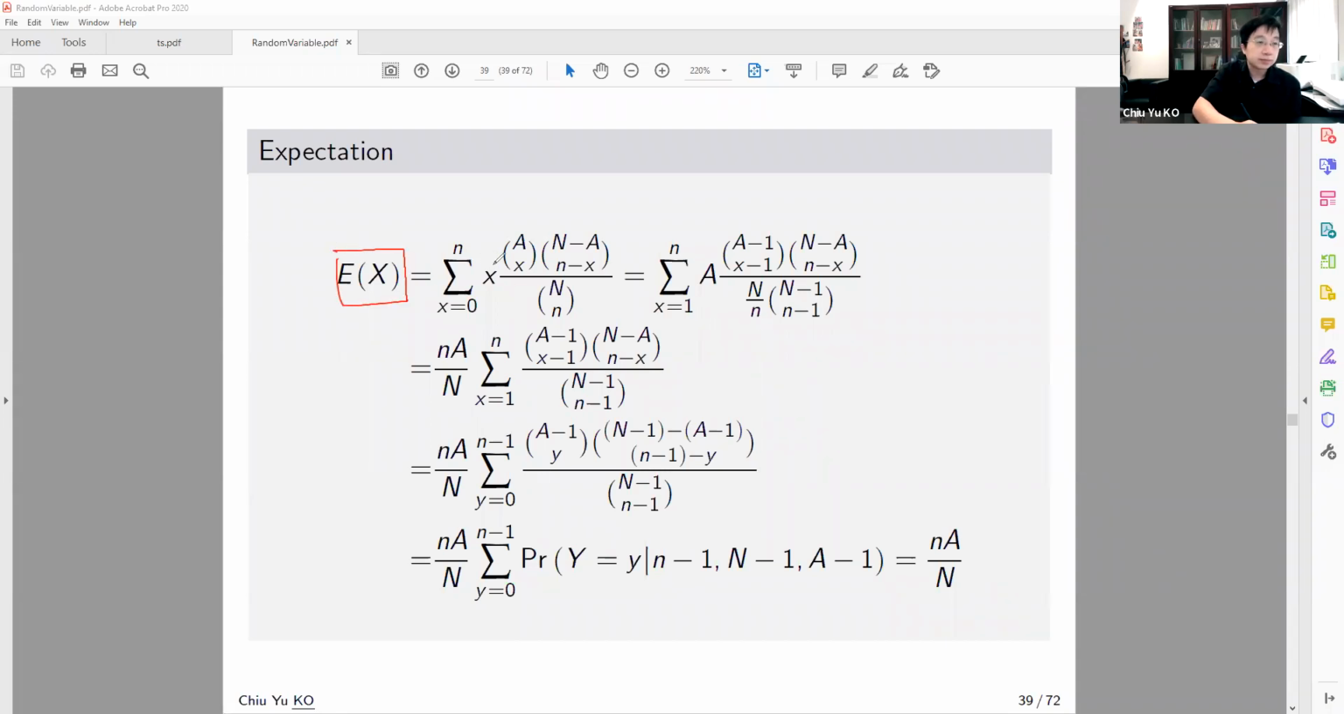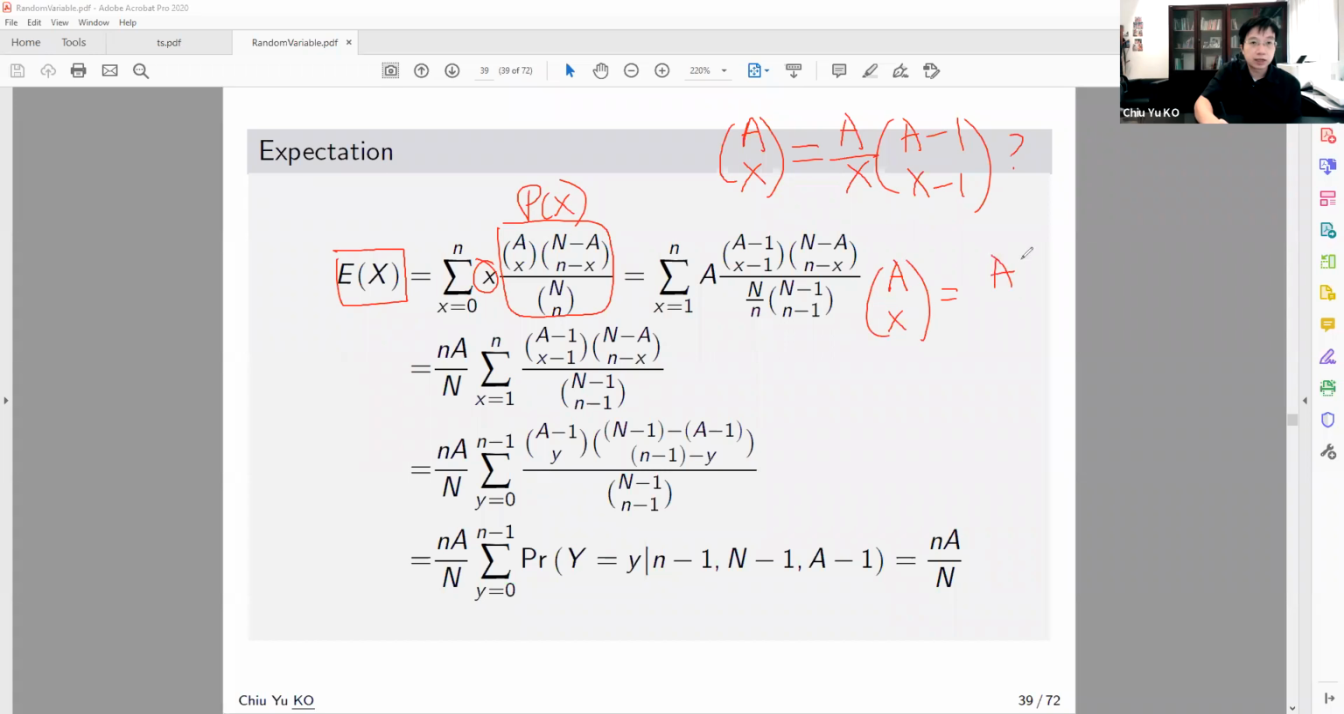Expected x, okay, is x times the probability of x, P of x, okay? And here we use the same trick. A choose x is equal to A over x times A minus 1 choose x minus 1, just like taking a thing out. Why is this true? It's an elementary proof: A factorial over x factorial times A minus x factorial is equal to A times A minus 1 factorial over x times x minus 1 factorial times A minus 1 minus x minus 1 factorial. This is A over x, A minus 1 choose x minus 1.